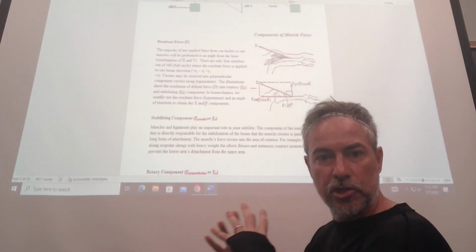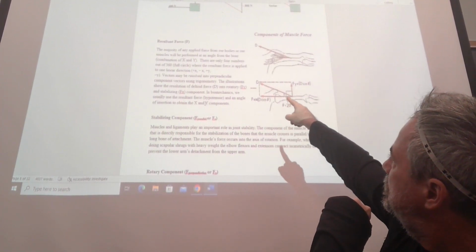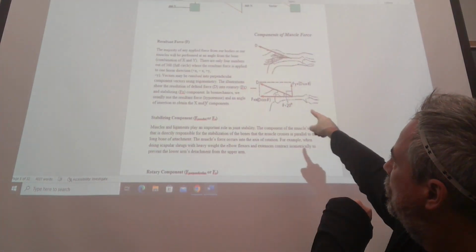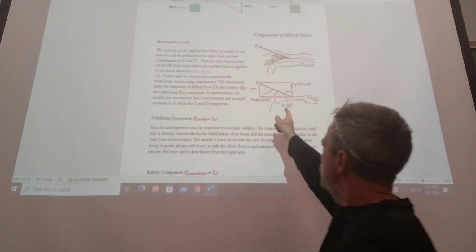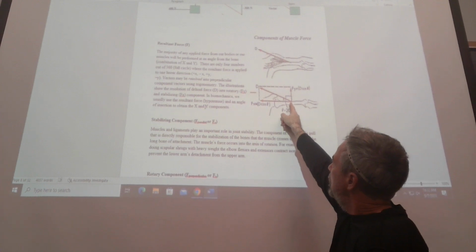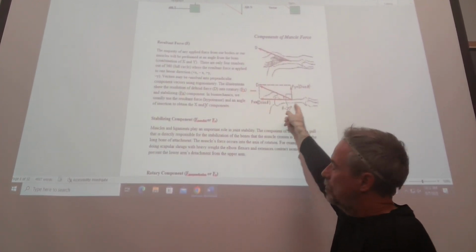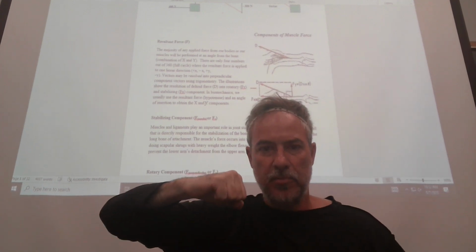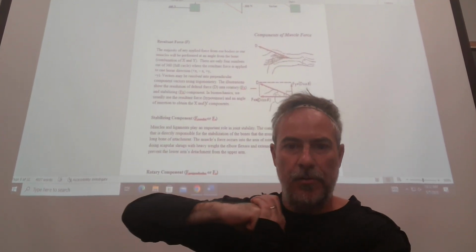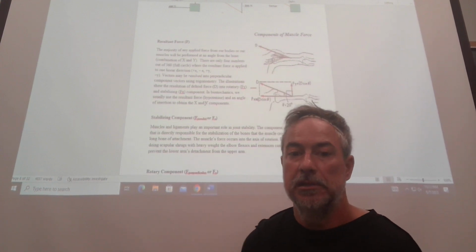And what I wanted to show you through concurrent forces is that some of that force, so this would be the resultant, and some of that force is trying to pull this bone into that bone. We call that a stabilizing component.